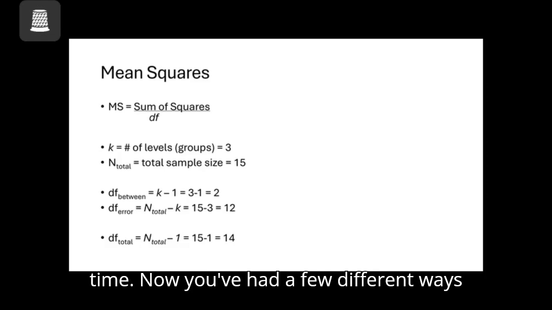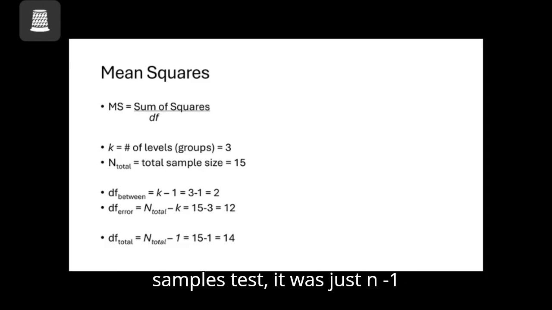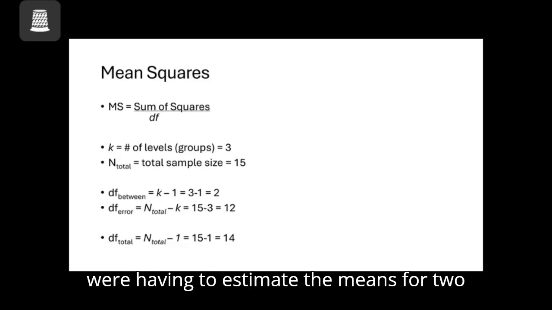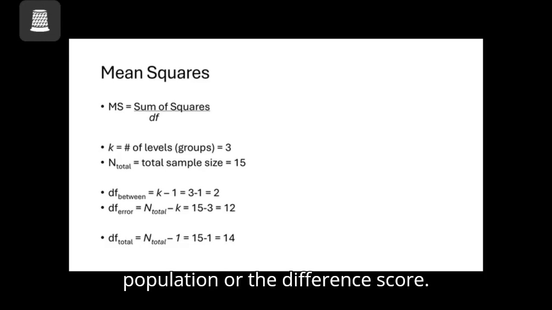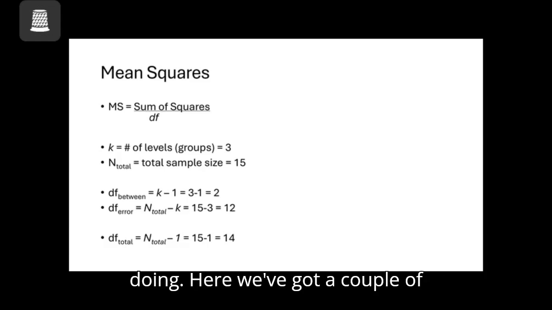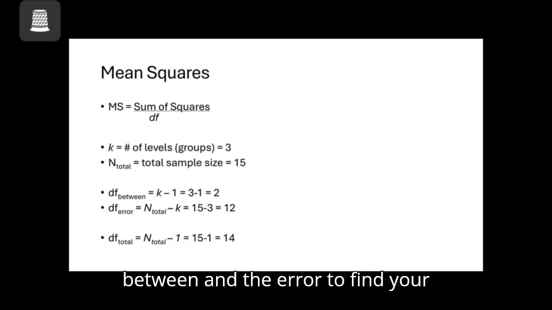Now, you've had a few different ways of calculating the degrees of freedom already. For one sample and a paired samples test, it was just N minus 1 because you were estimating one parameter or one mean. For the independent samples t-test, it was N minus 2 because you were having to estimate the means for two separate populations. But now we've got more tests that we're doing. Here we've got a couple of calculations for degrees of freedom. You need both the between and the error to find your critical F value.